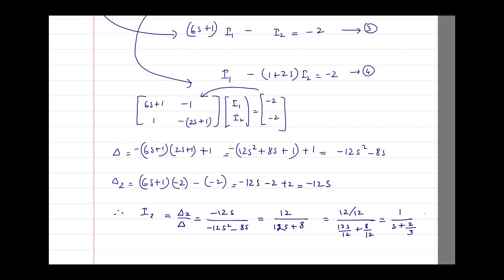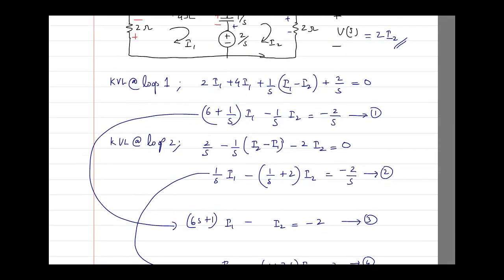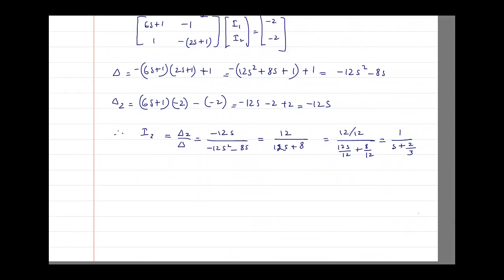So this is what is I2, and what is Vs? Vs is 2 times I2. So therefore V of S is going to be equal to 2 times I2, that is 2 times 1 divided by S plus 2 by 3, which again if I take the inverse I will get the same answer.